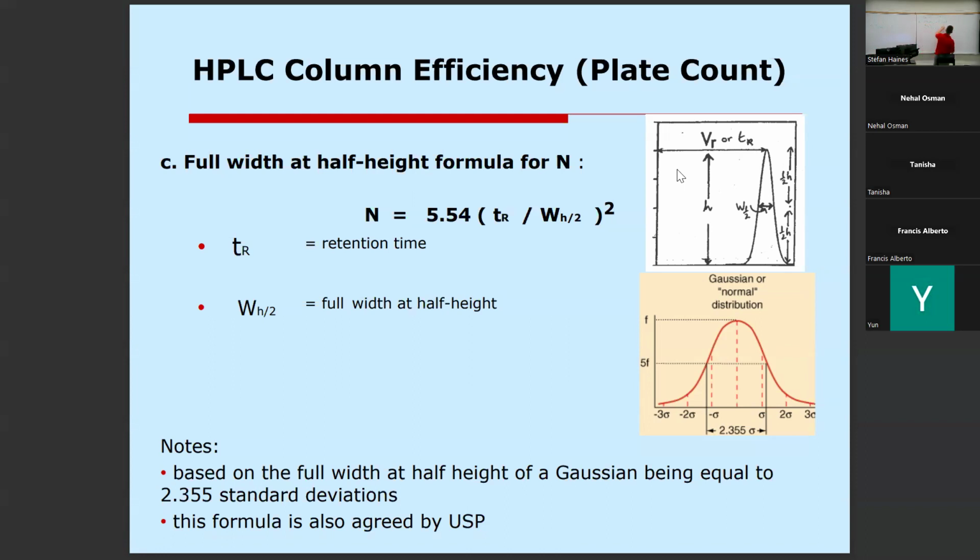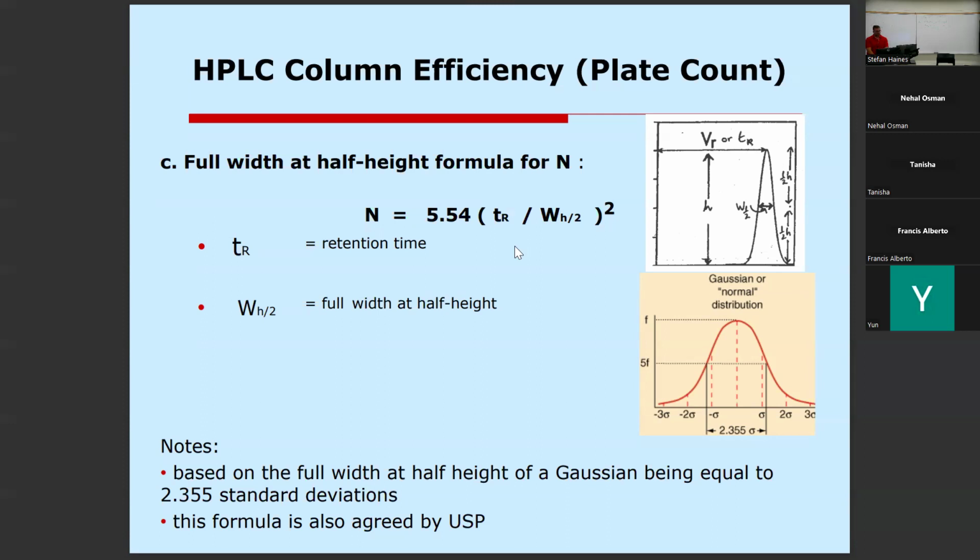FWHH, full width at half height. That's another formula. Now, this should hopefully be equal to 2.35 standard deviations. It also works with USP, United States Pharmacopoeia. Again, depending on which one you use, it'll probably be whatever your workplace has chosen. They all should give you basically the same number if you have nice narrow peaks.